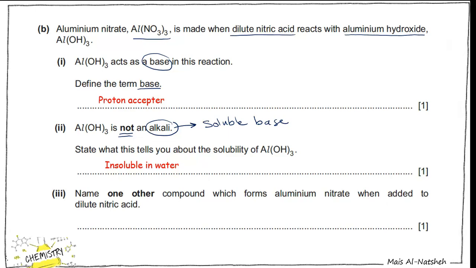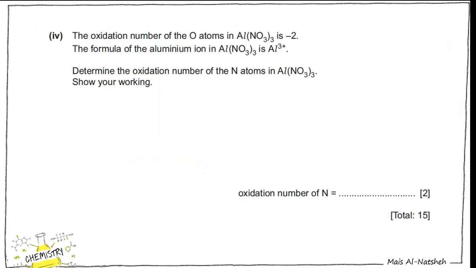Name one other compound which forms aluminum nitrate when added to dilute nitric acid. So we need another reactant other than aluminum hydroxide that can react with nitric acid to give aluminum nitrate. We can suggest aluminum oxide, which is another base that can react with the nitric acid to give aluminum nitrate as a product.